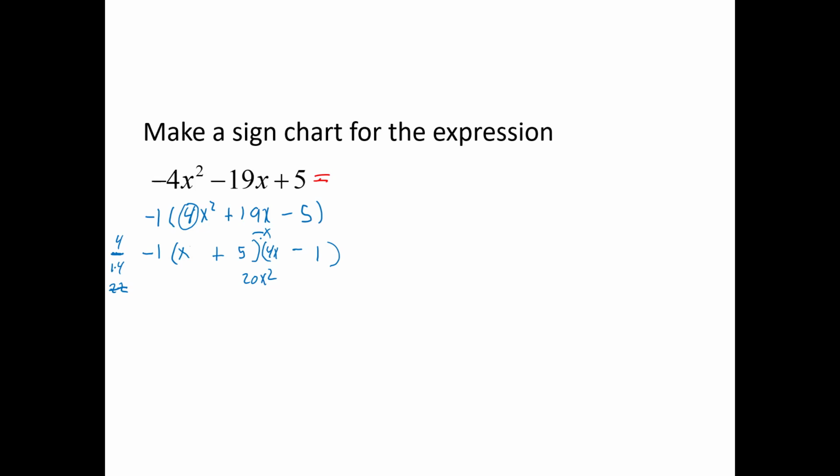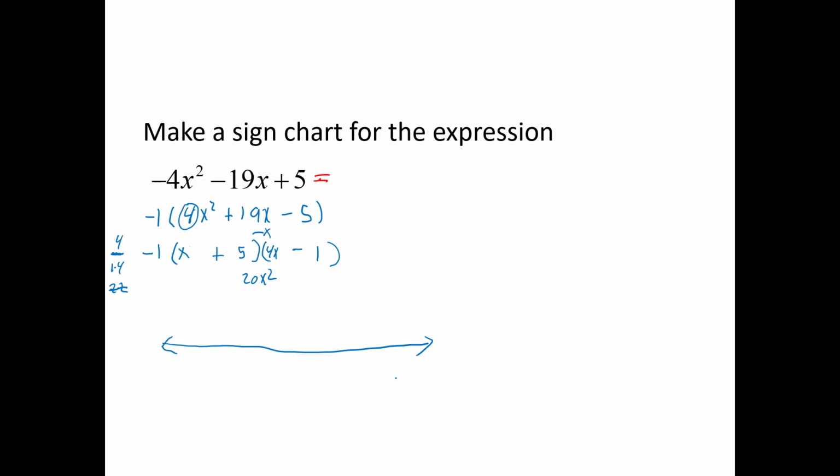Okay. Now, just by inspecting, you can figure out what makes each factor 0. And so now by writing the polynomial in this form, you can now make the sign chart.